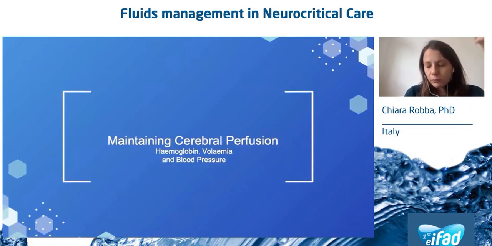So let's talk about the first point, maintaining cerebral perfusion, which means basically providing hemoglobin, oxygen, appropriate volemia and an appropriate blood pressure to the brain. And we're going to discuss the three different points regarding their role in maintaining the cerebral perfusion.